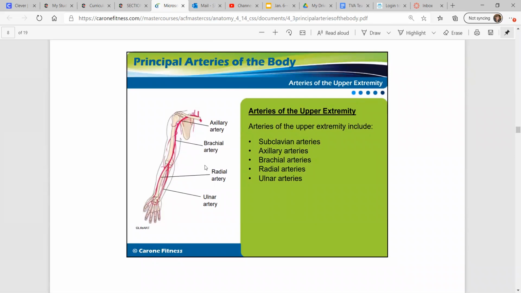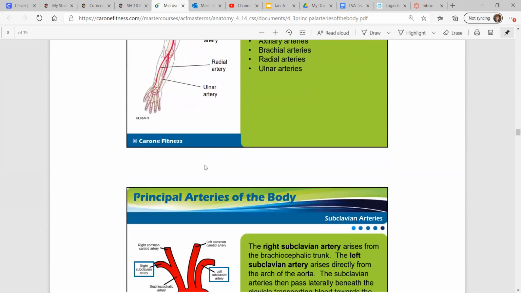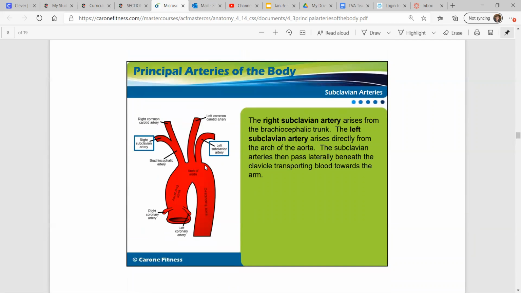Arteries of the upper extremity. So arteries of the upper extremity dealing with your arms and shoulders. We have the subclavian arteries, axillary arteries, brachial arteries, radial arteries, ulnar arteries. And that right subclavian artery arises from the brachiocephalic trunk. So if you look at this trunk, you see the right subclavian artery coming right out of it. And that left subclavian artery does the exact same, but from the arch itself.